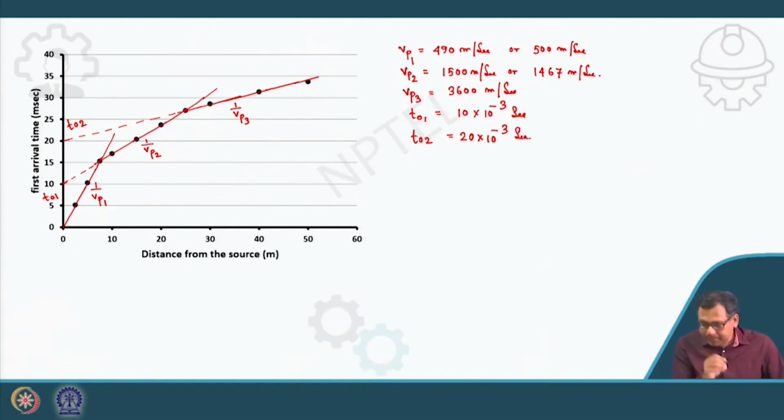Now, if I use the expression for H1, then I will get, I know that, H1 is equal to T01 divided by 2, into VP1 VP2 over the root of VP2 square minus VP1 square.